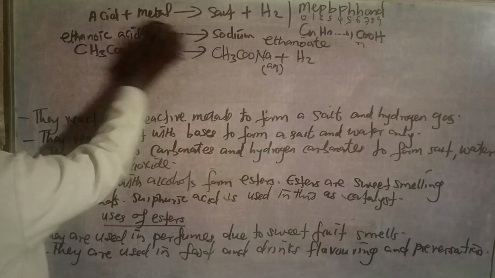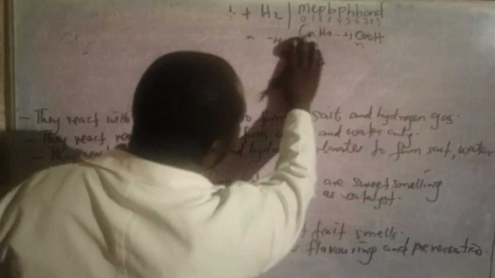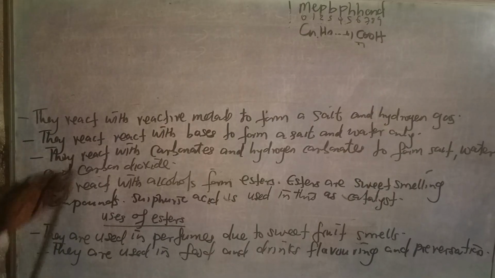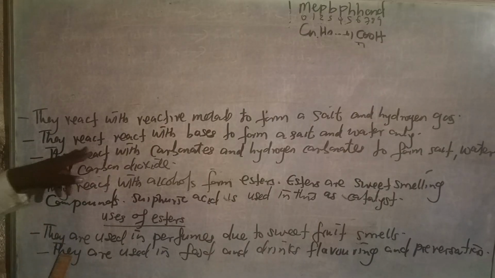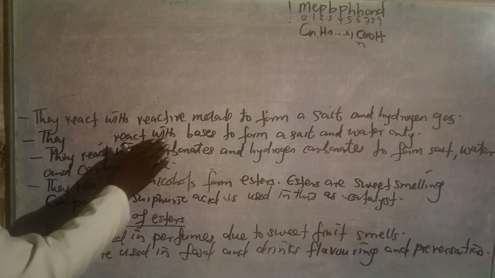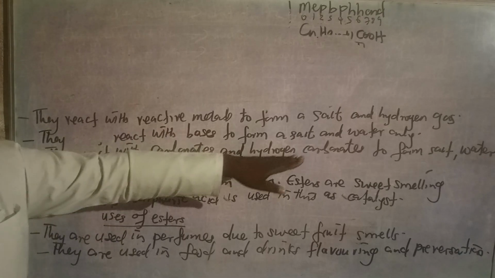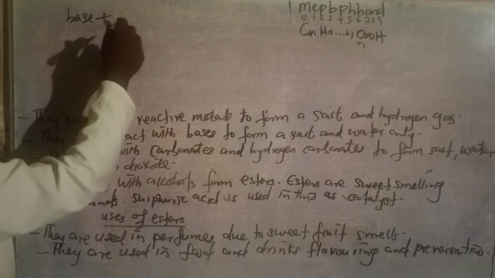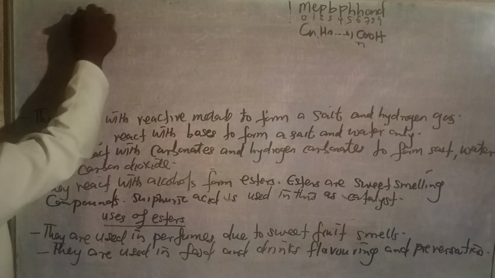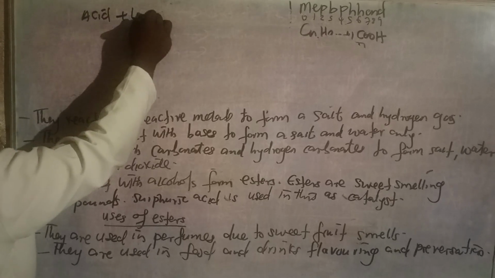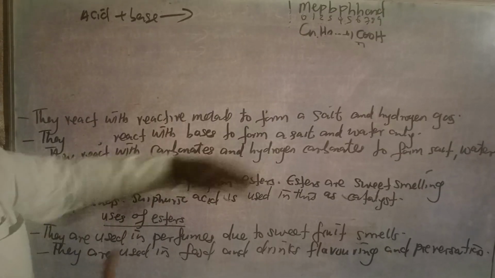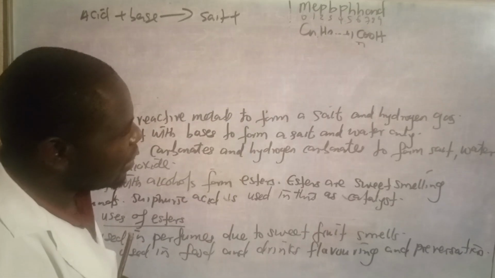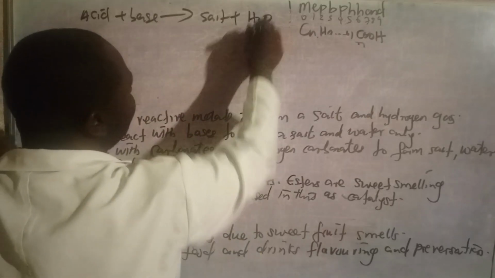So now I'll go to part B. Acids react with bases to form salt and water. So it means you can say a base plus acid, or you can say acid, which is an organic acid, plus the base. The product is what? To form salt, the salt plus what? And water.